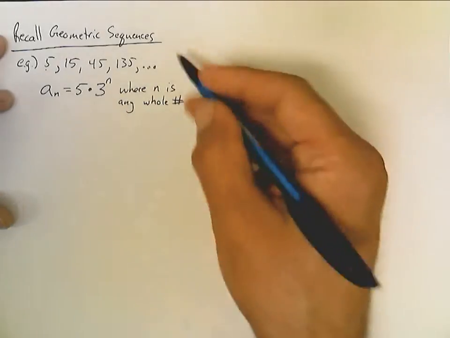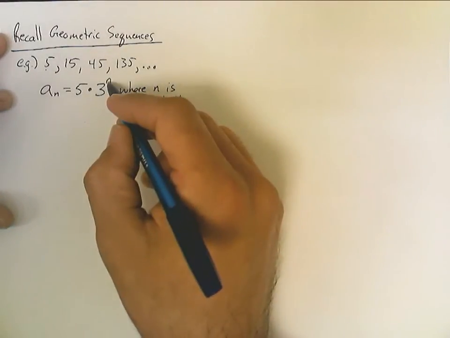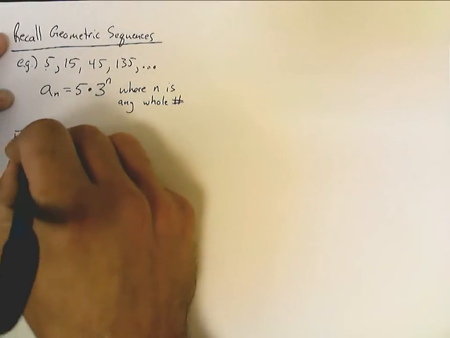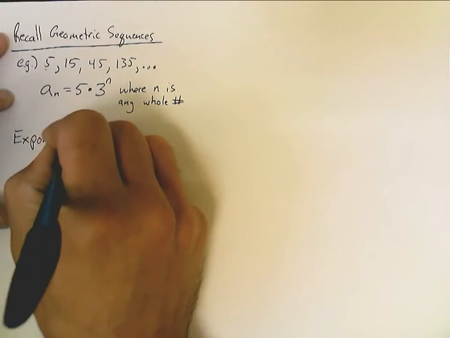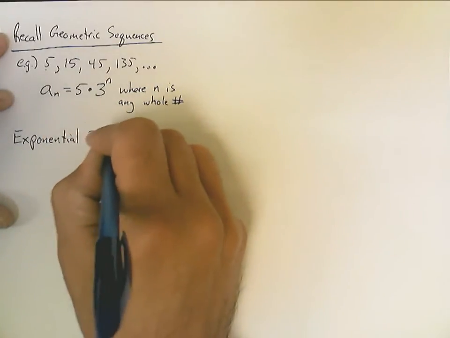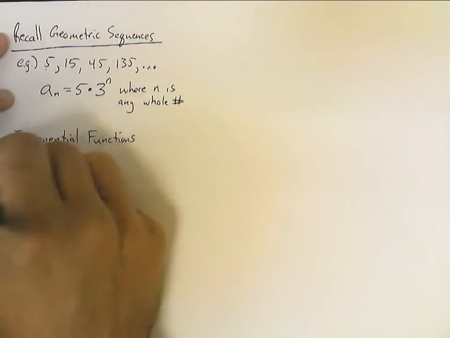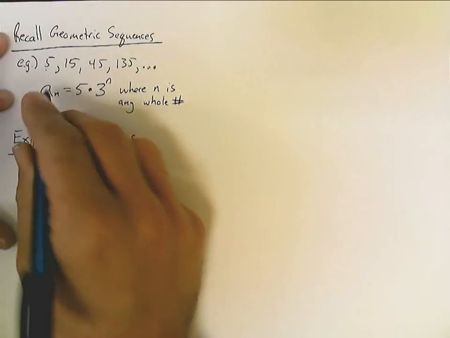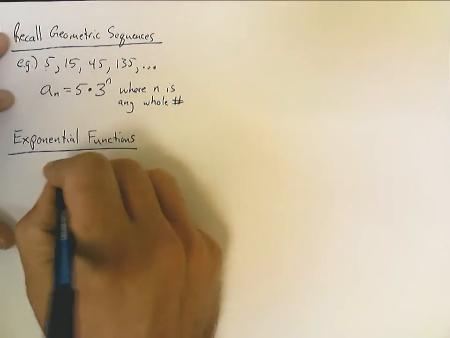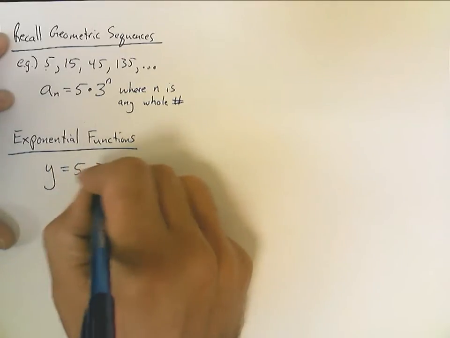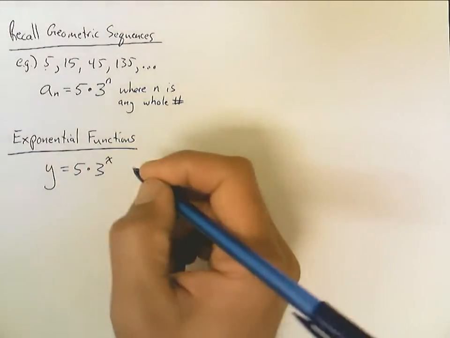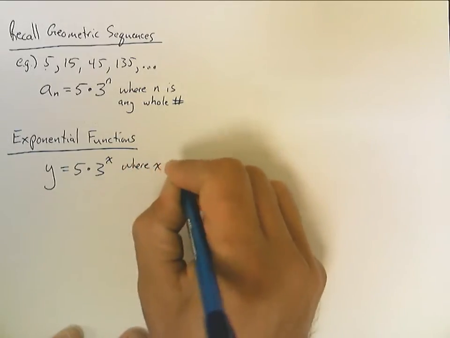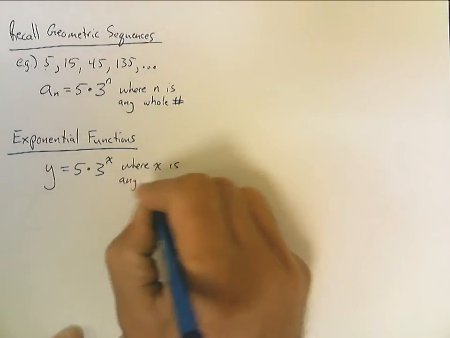Now, when we extend this out and replace this with an x that's going to be any real number, we call these things now exponential functions. And so the dependent variable instead of the term is now y, and we have 5 times 3 to the power of x, where x is any real number.